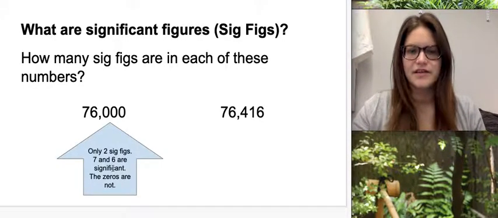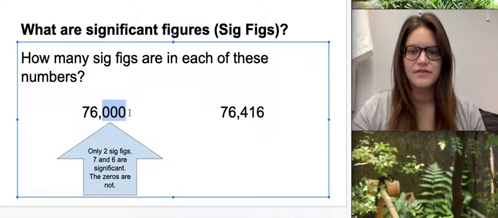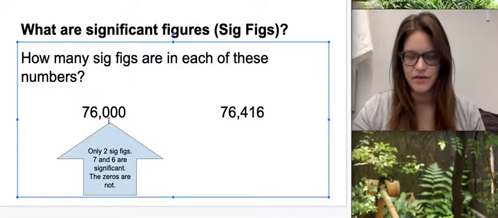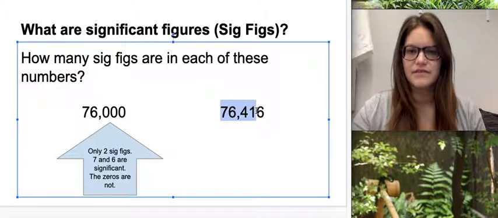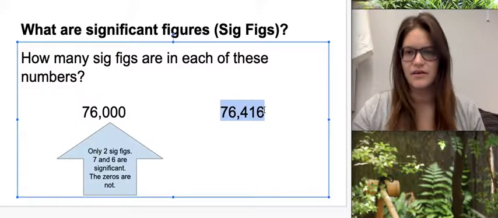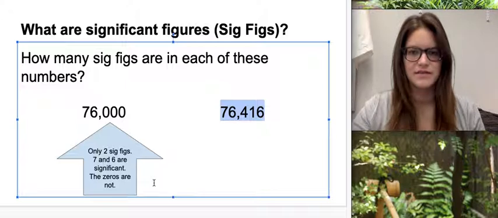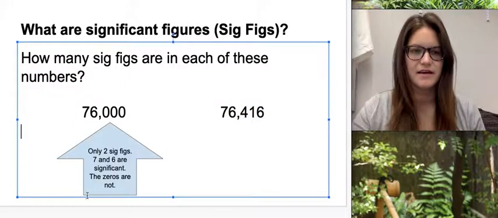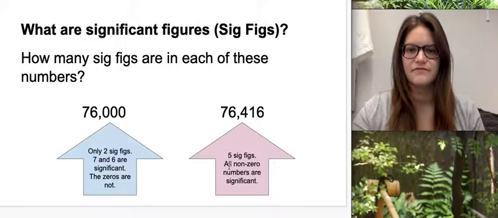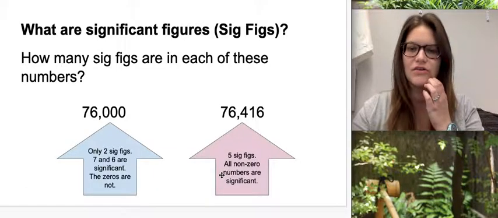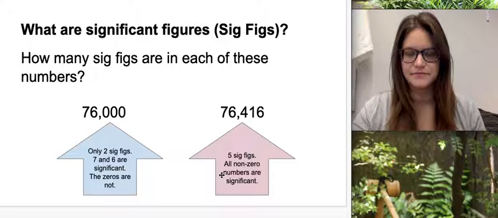It only actually has two significant figures. The zeros here, they're not significant because basically this number is rounded off. So that's why these numbers don't count. Here, all of these are non-zero values. Nothing here is rounded off, so it is all significant. So that second value, 76,416, has 5 sig figs. All non-zero numbers are significant.